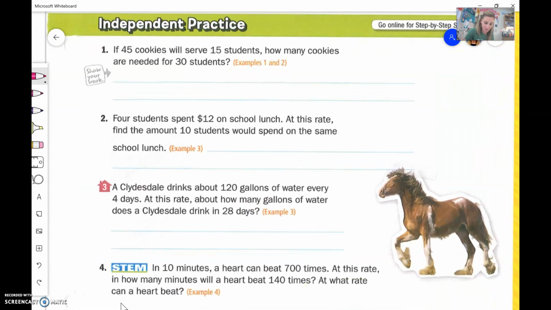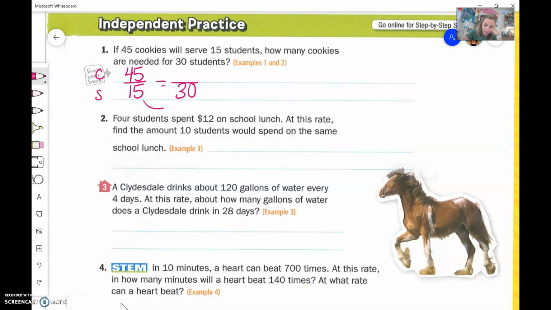Okay, so it says if 45 cookies will serve 15 students, how many cookies are needed for 30 students? So we're talking 45 cookies can serve 15 students. Okay, but I want to know, so this is students, this is cookies, but I want to know how many it will be for 30 students. Remember, it has to be lined up. I cannot take my cookies and my students and flip them around.